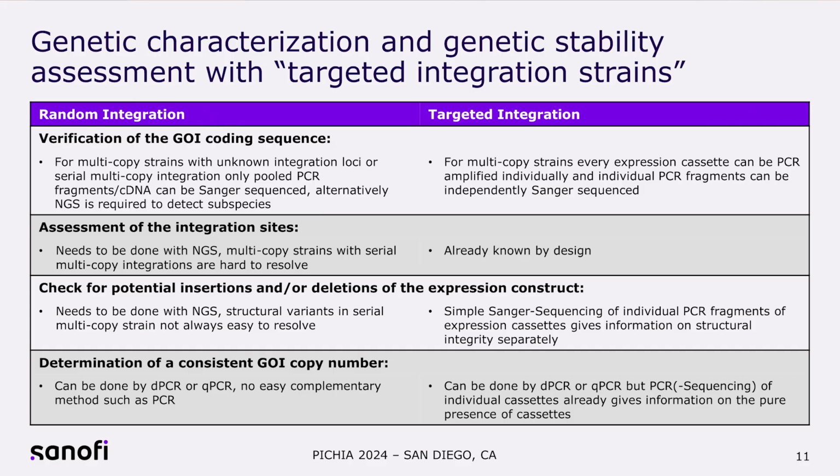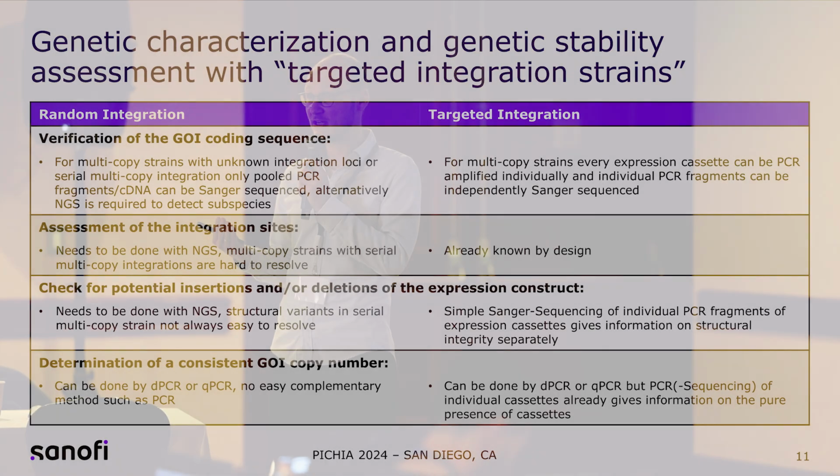You already get information from that assay for the next point. So you will get information if there are any insertions or deletions within the expression cassette, and determination of copy number goes together with that. At least you already have an easy assay to check for the presence of the expression cassettes, if it is still there, and you can also complement the data with some pretty standard qPCR or digital PCR just to check if there are some additional copies integrated as a side effect.